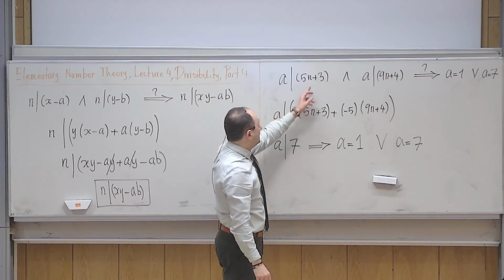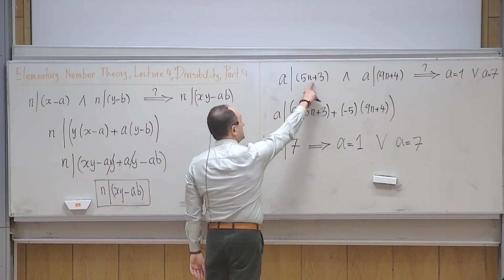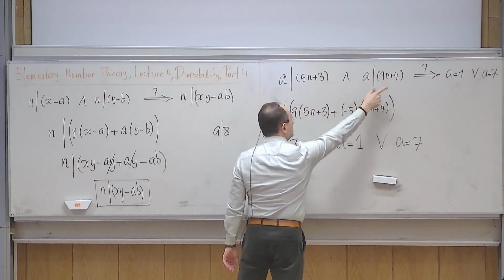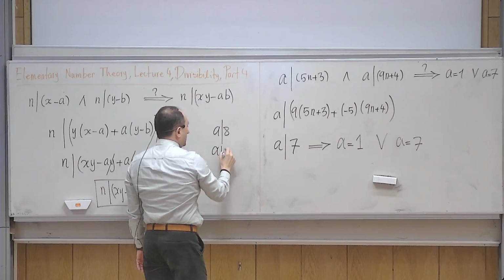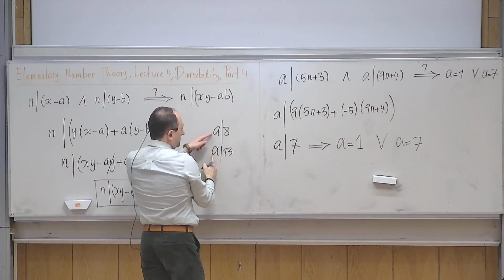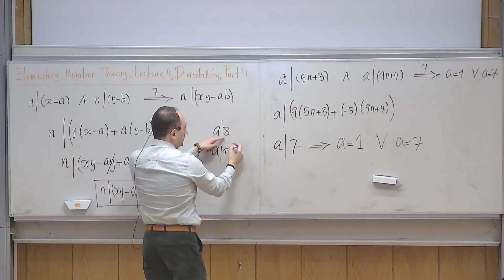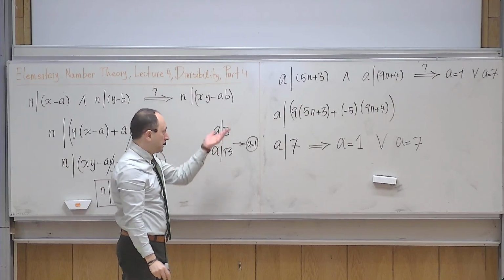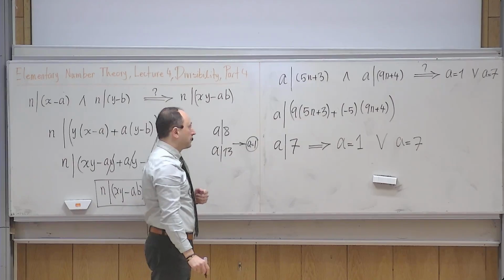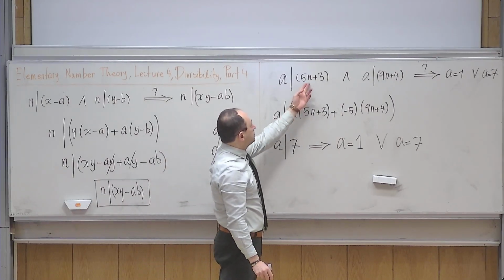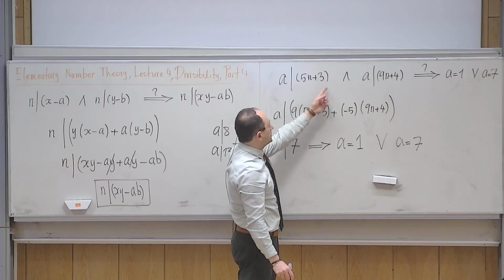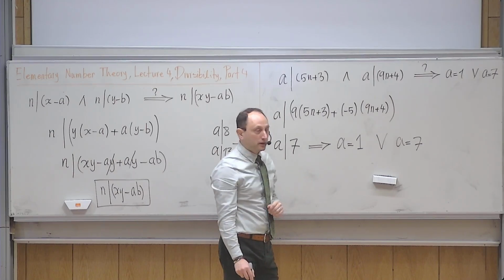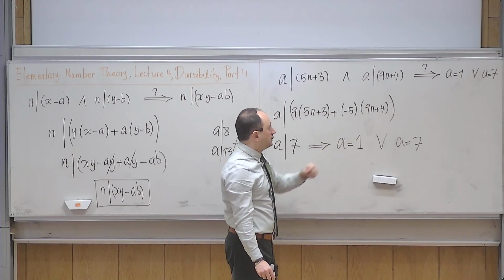For example, if I choose n to be 1, then this gives me that a divides 8 and a divides 13. Okay, so the only number a that divides both of these numbers simultaneously is equal to 1. So yes, 1 is indeed realizable for some cases of n. What about 7? If I choose 2, this becomes 13, this becomes 22. 13, 22, still a is 1. So is 7 indeed realizable?